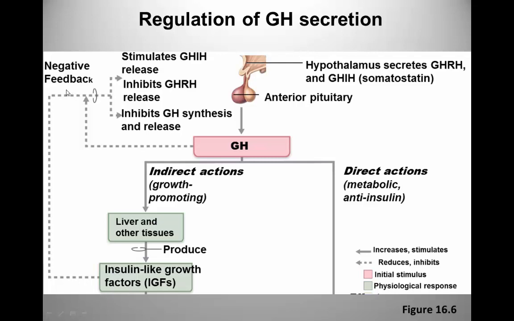A rise in growth hormone and IGF levels will inhibit the release of growth hormone releasing hormone, but will stimulate the release of the inhibiting hormone. The release of these two hormones can further be modified by various blood nutrient levels. For example, lowering blood glucose levels will stimulate the release of the growth hormone releasing hormone.